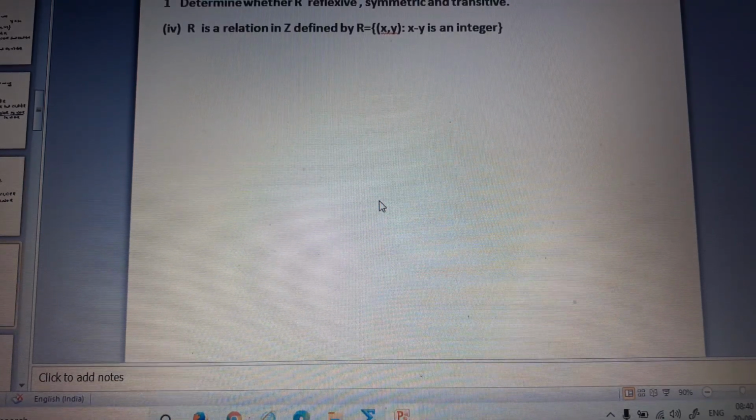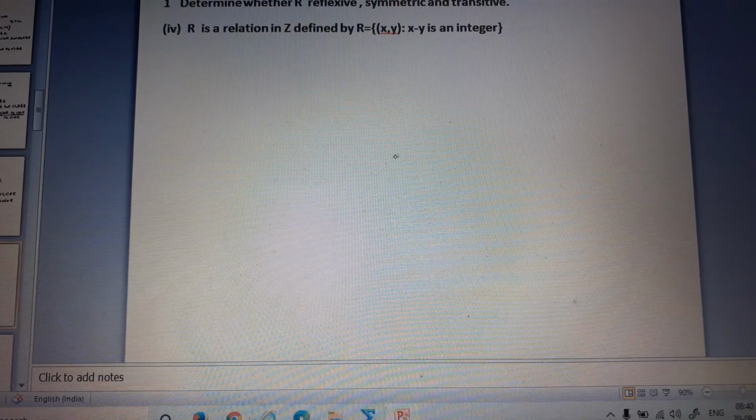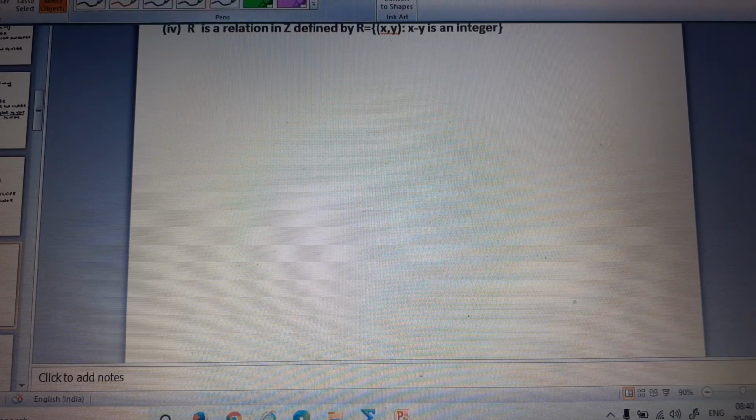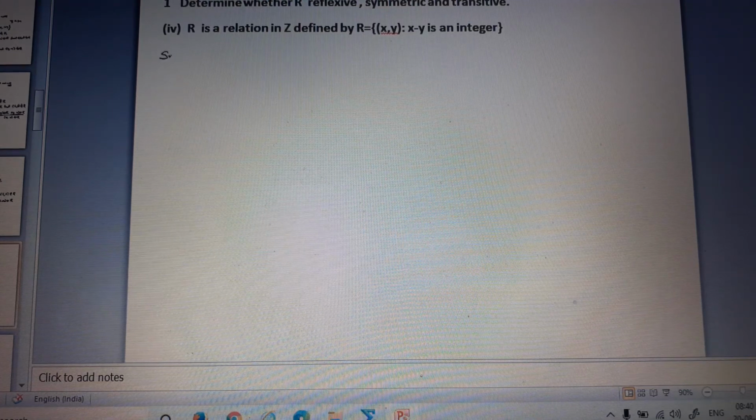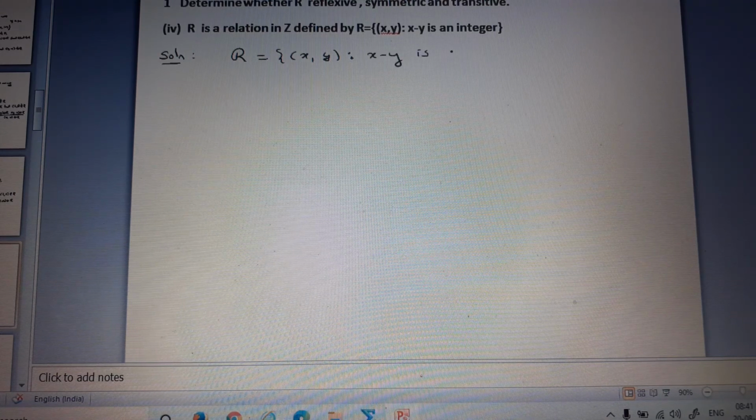The fourth question is determine whether it is reflexive, symmetric, transitive. Here, in such type of question, when an infinite set is given, you cannot use roster form to solve this type of question. So we have to use another method. Let me tell you. So first let us write R is given to be the relation, the set of all ordered pairs (x, y). What is the condition? x minus y is an integer, and the condition is both x and y are in Z. So you can write here (x, y) belonging to Z.